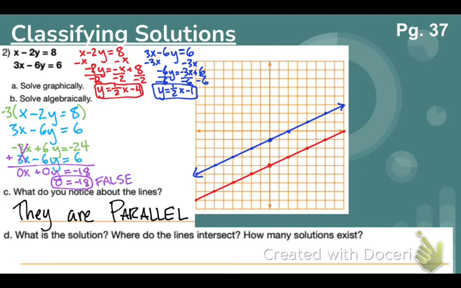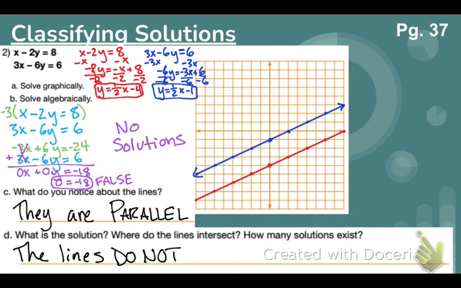So if we have a false statement and we don't have x and y values, and we see that our lines are parallel from the graph, how many solutions do we have? No solutions. So the lines do not intersect. They never cross. And because of that, we don't have any solutions.